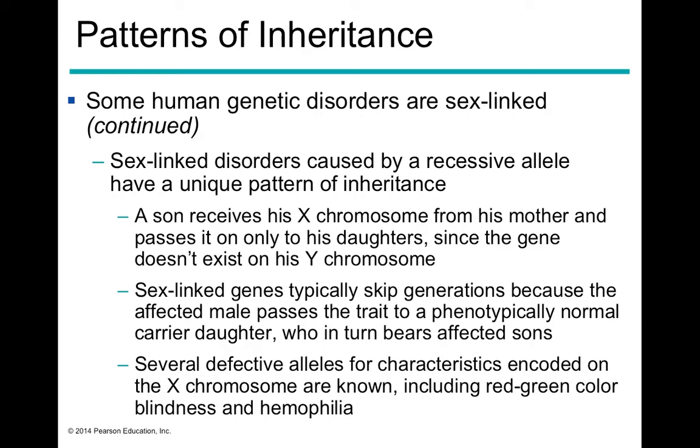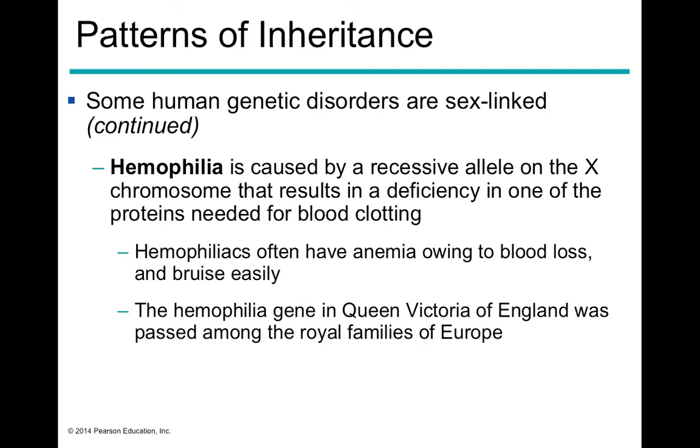And there are several defective alleles for characteristics encoded on the X chromosome that are known to mankind, including red-green color blindness, hemophilia, etc. Hemophilia, again, is a recessive allele on the X chromosome, and it's going to cause a deficiency in a protein needed for blood clotting. Now, if you're a female and you have two X's, then you can end up with minor blood loss, but you have some normal gene protein, so you are going to perhaps be susceptible to anemia and bruise easily, but you're not going to end up bleeding to death the way that men do.